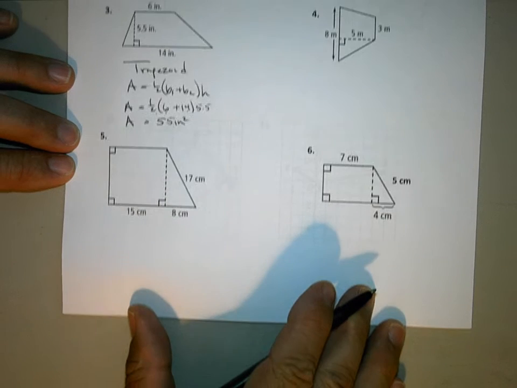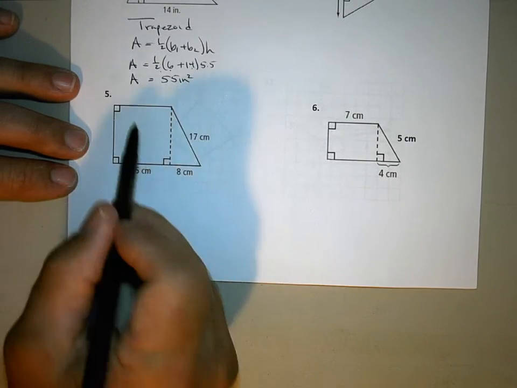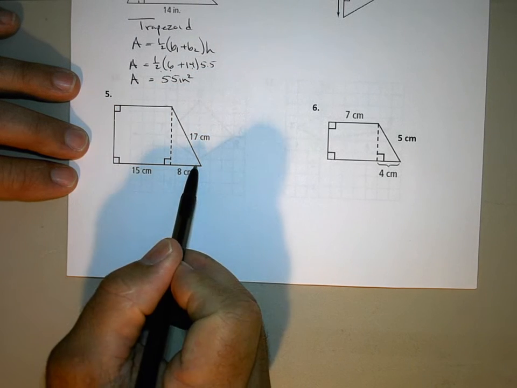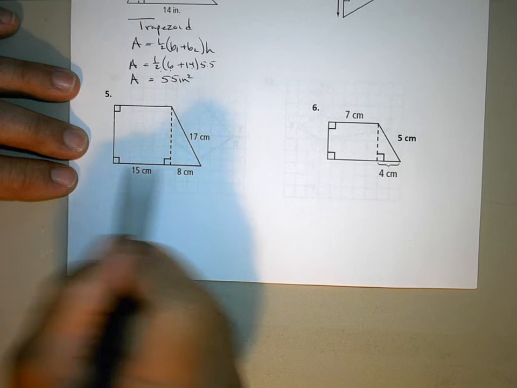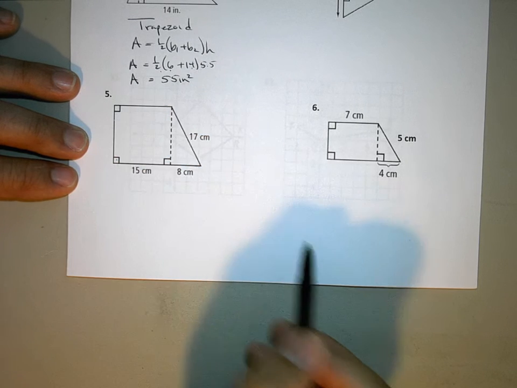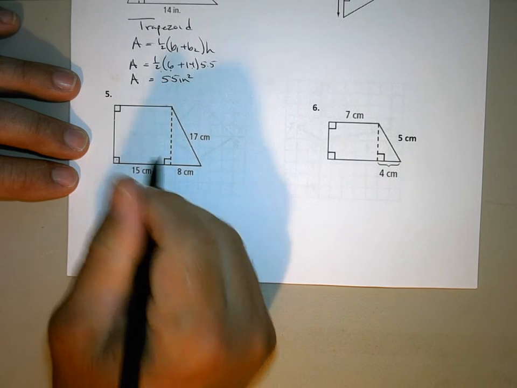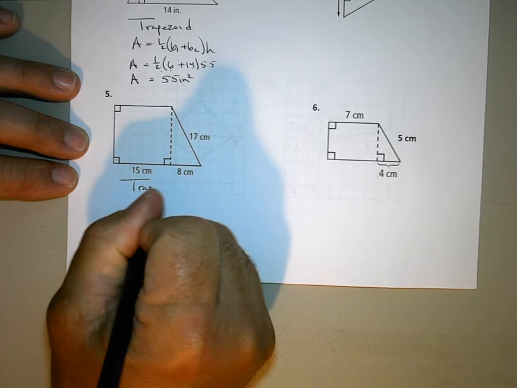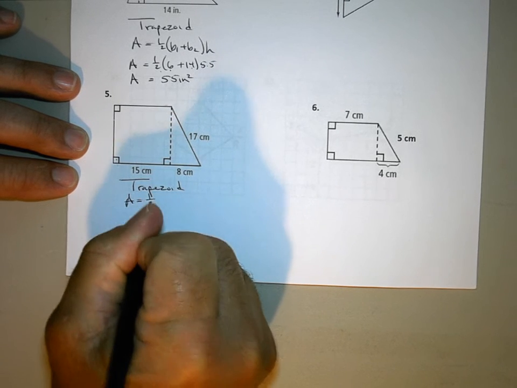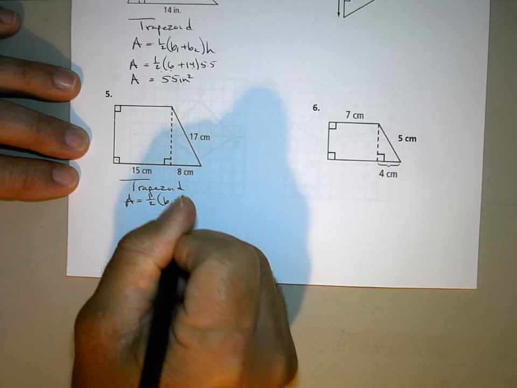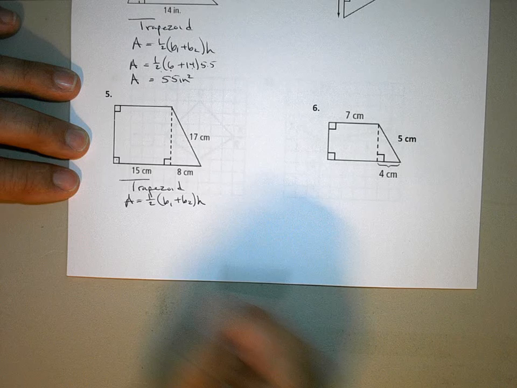Moving on. Again, this is a trapezoid. It looks like a square with a rectangle, which it is, but it has one set of parallel sides. These two sides are not parallel. These two are because of the 90-degree angles, which means it is a trapezoid. As you know, I like you to write down the formula every time. It just gets you in the habit of writing it and helps you memorize it.